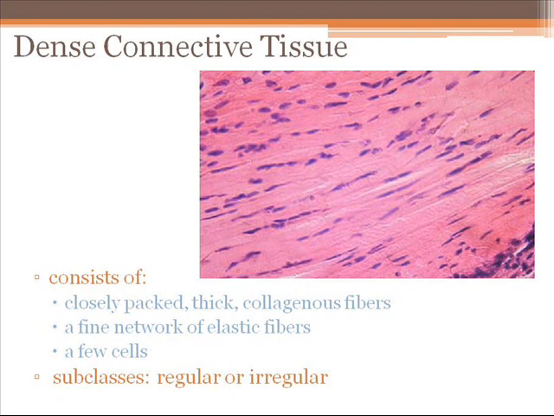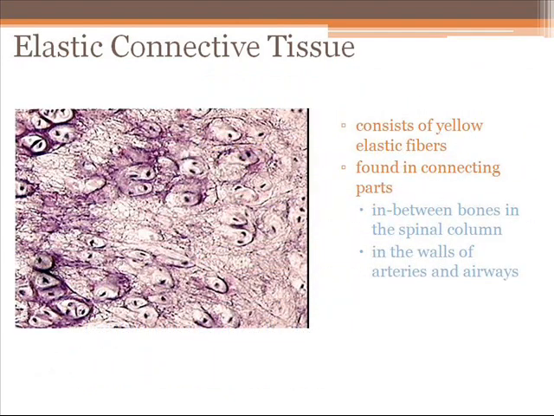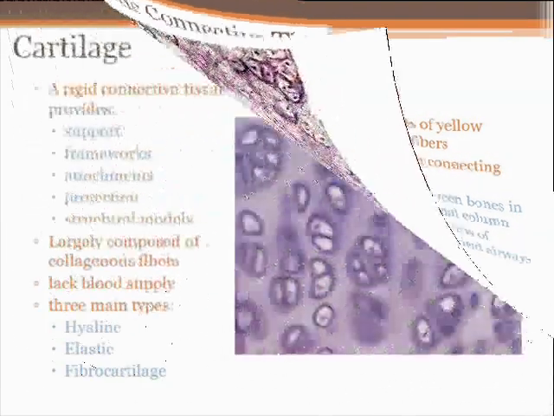Irregular dense connective tissue is made up of randomly patterned and thicker fibers to bear tension from all sides. The dermis of the skin and the tendons and ligaments are all irregular dense connective tissue because they need to sustain pulling and stretching. Elastic tissue is made up of yellow elastic fibers that attach different components like vertebrae of the spinal cord or parts of hollow organs like the heart and airways.